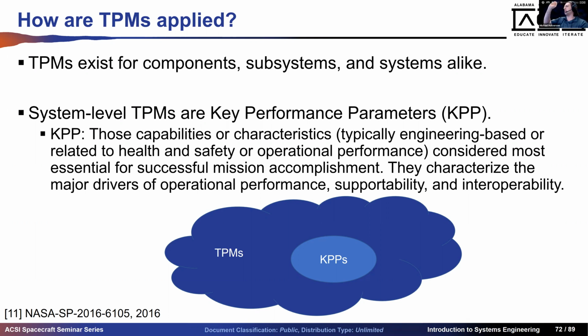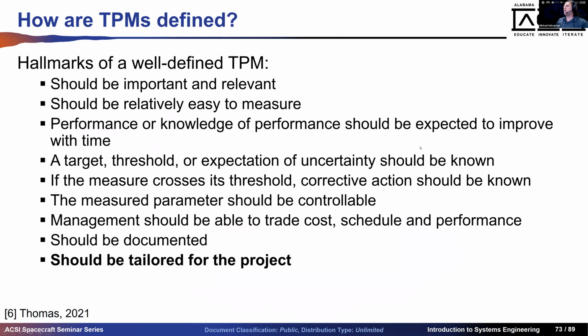I'm going to read this. Those capabilities or characteristics considered most essential for a successful mission accomplishment. Major drivers of operational performance, supportability, interoperability. These are your big kahunas. These are the ones that matter more than every single other technical performance measure. And you can see at the bottom that out of all the TPMs, the KPPs represent a subset of those. So all key performance parameters are technical performance measures. All right, that's important.